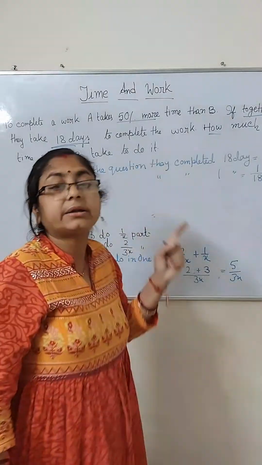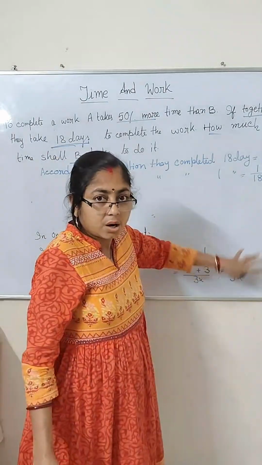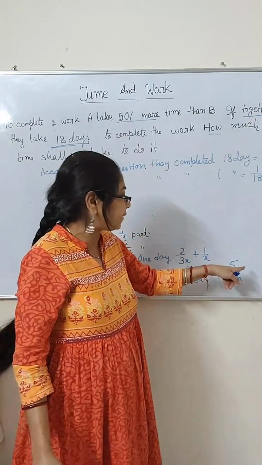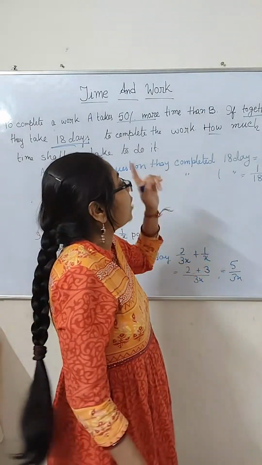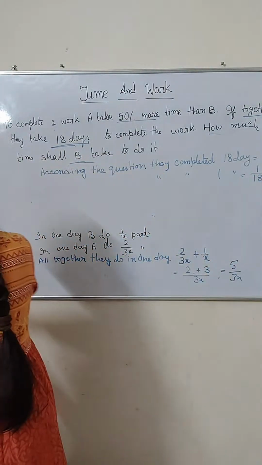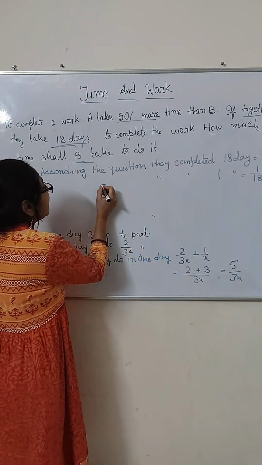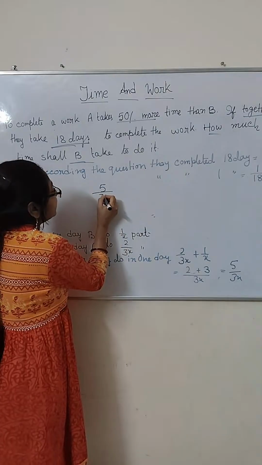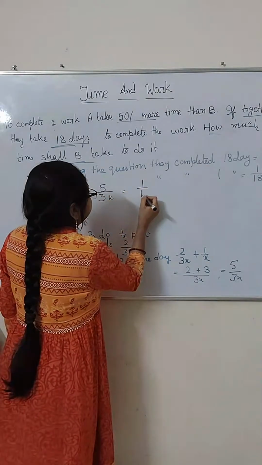Because I find out this one, 1 day what they are doing: I find out 5 by 3x. And according to the question, 1 day what they are doing? 1 by 18 they completed. So 5 by 3x equal to 1 by 18.